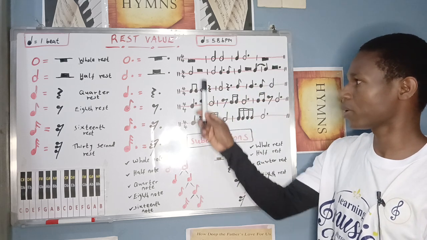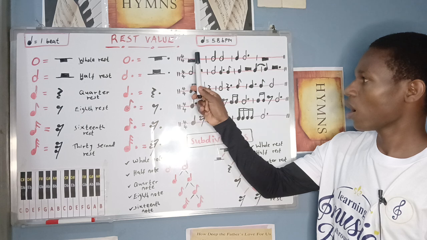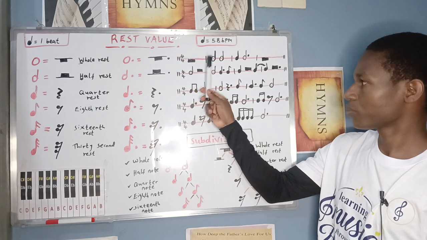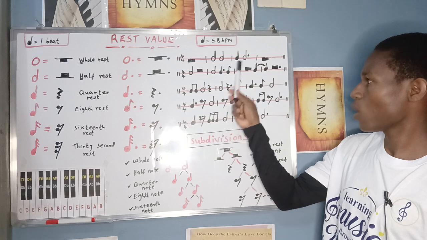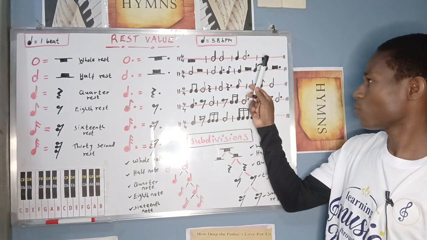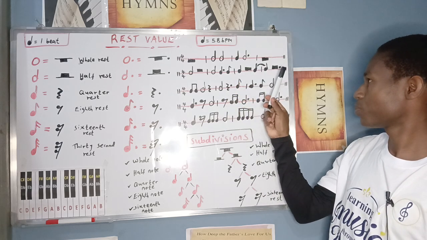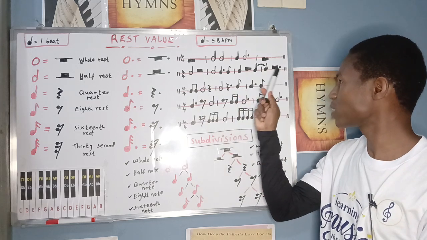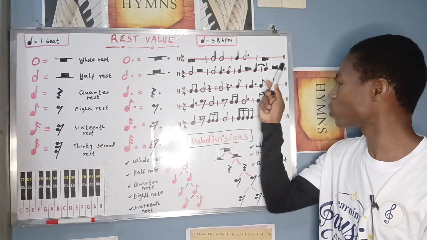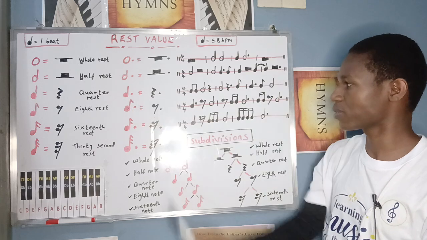It goes this way: 1, 1 3 1, 4. You hear 2 beats, 2 beats, and 3 beats here, because these are dotted half rests.